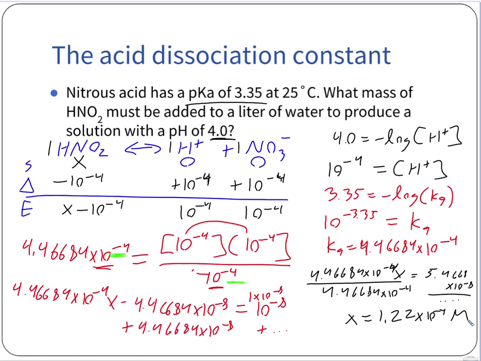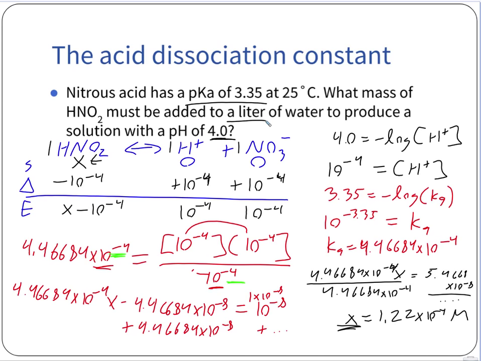Now, what did it ask for? It asked for what mass of HNO2 would produce the solution with this molar concentration. What are we solving for? For the HNO2, right? And so that's what our X was. You can see the X is right here. So we know our molar concentration of that. Now, we also know that it's in a liter of water.